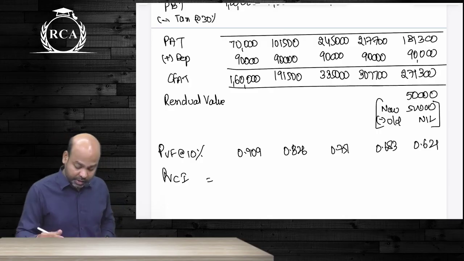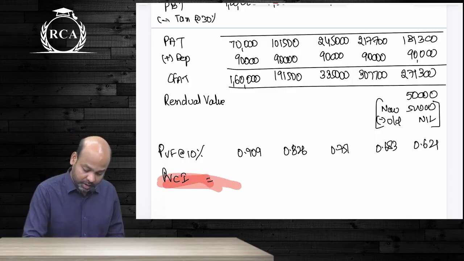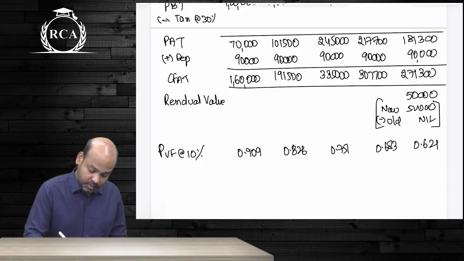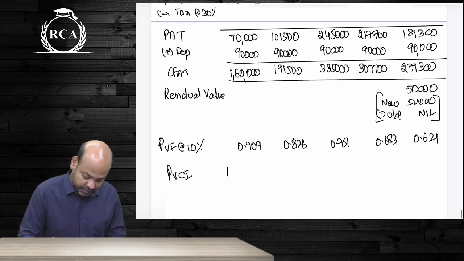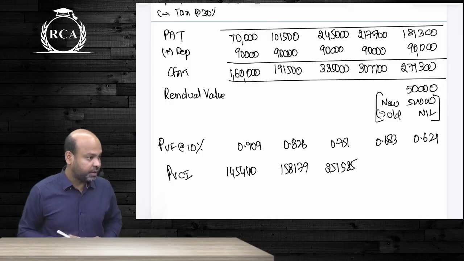अरे वो डिस्काउंटेड कैश फ्लोस पूछ रहा बेटा हर साल का. चल इंडिविजुअली बोलो बेटा. अरे यार, arrive at PVCI, guys. 1,45,440, 1,58,179, 2,51,585.